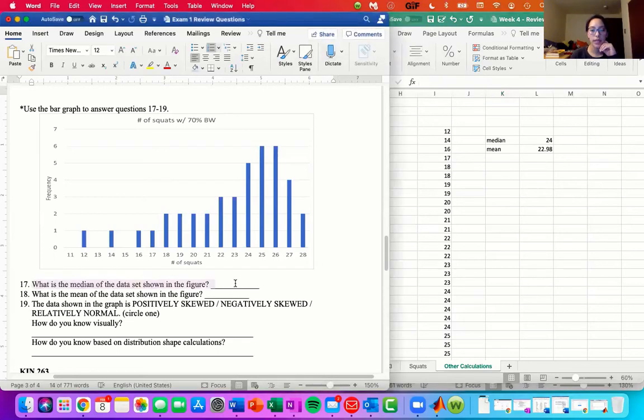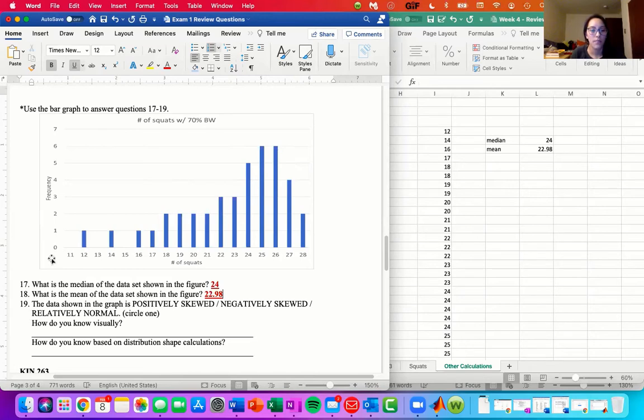Okay, so in this case, our median would be 24. And our mean would be 22.98. Okay. What if I asked you the mode? It'd be 25 or 26. 25 and 26. Both of these would be the mode because they occur the most frequently. Okay, and they occur at the same frequency. So that would be acceptable, 25 and 26.